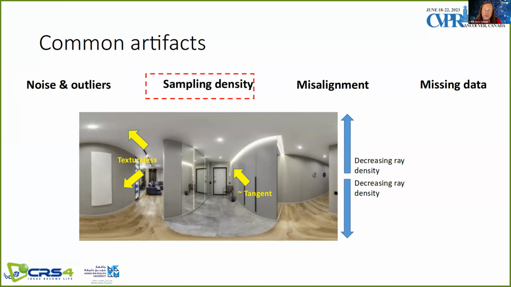Sampling density is also very uneven. You cannot count on regular sampling densities. For example, if you use rectangular images, which is one of the main projections for panoramic images, the sampling ray density decreases with the vertical distance from the center. Moreover, geometric surfaces that are facing the viewer, for example, the front wall, are sampled more densely than those that are tangent to the view rays.